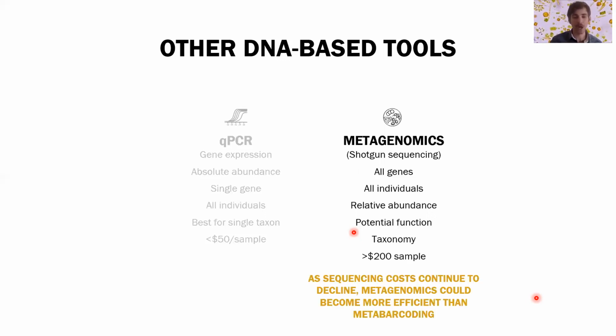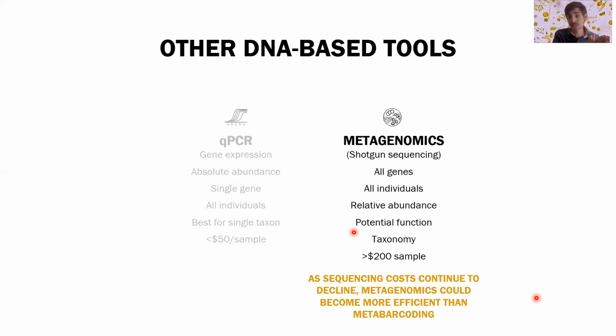However, sequencing costs continue to decline, so metagenomics could become more efficient than metabarcoding, but that does not mean that metabarcoding will become obsolete. Rather, you will be able to use metagenomic data to focus in on that one gene region that you used for metabarcoding and basically use metagenomic data like you use metabarcoding.